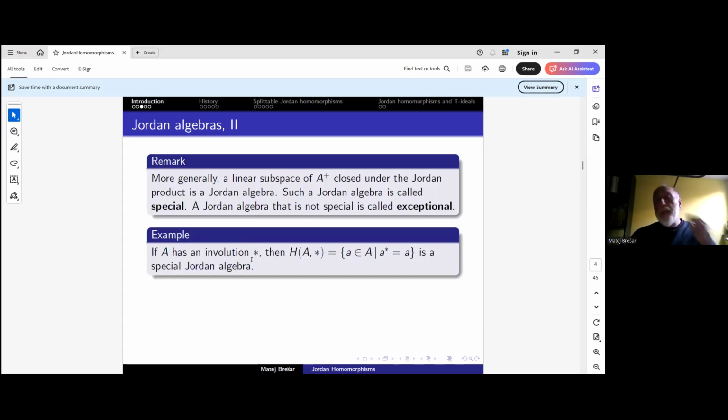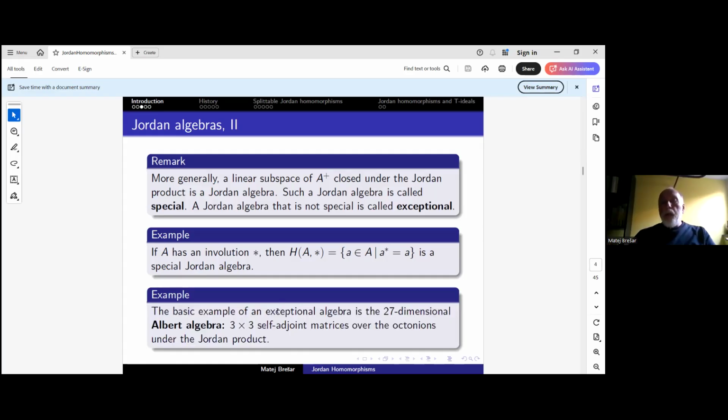The very basic and most important example of a special Jordan algebra is the linear space of all symmetric elements or Hermitian elements in an algebra with involution, like symmetric matrices, for example. So this linear space is obviously closed under the Jordan product, but in general not under the standard, usual given product.